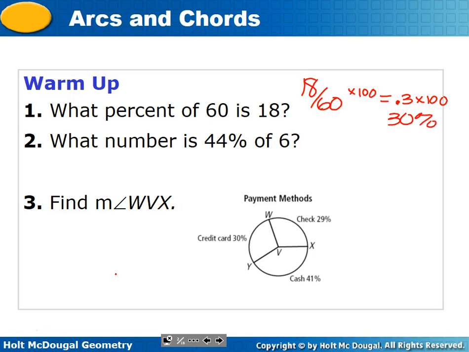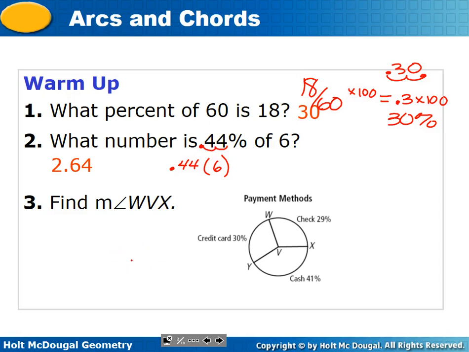Now the other way to remember this is when I get this 0.3, I can also move this decimal place 2 places, and that gives me 30. So there's a couple ways to do that, as I said. Number 2 says what number is 44% of 6, and in this one again we have to turn that 44% to a decimal. So we're going to turn that to the decimal 0.44. So again, we would move the decimal 2 places to the left right there, and then multiply that times 6. When we do that, we get 2.64.